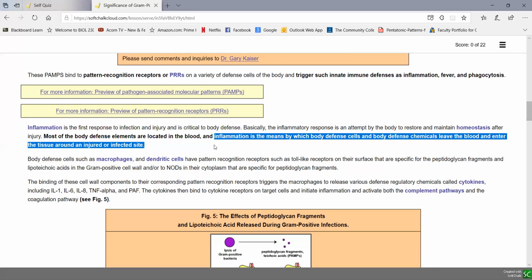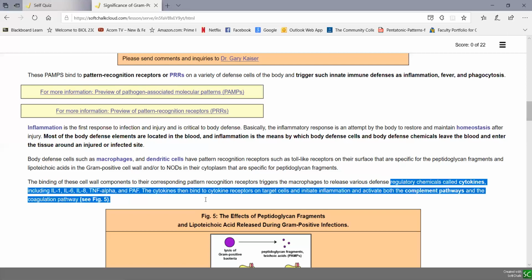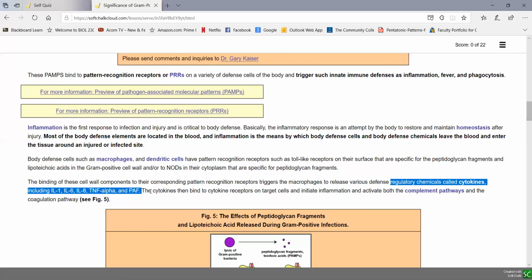So various defense cells in the body, including macrophages and dendritic cells and other cells we'll learn about, have pattern recognition receptors that fit the PAMPs. And when the PAMPs, the molecules on the microbe, bind to the pattern recognition receptors on our defense cells, that triggers the defense cells to start producing regulatory chemicals called cytokines. And we'll be talking about cytokines all semester long too.